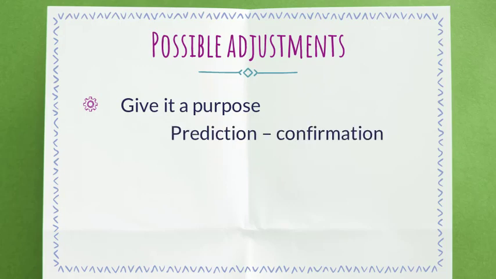So one thing you can do is frame it as a prediction and later on confirmation. So in step one, the students are predicting which activities their partners do every day. And then they collect the data by asking questions, and then they confirm whether that prediction was right or not.